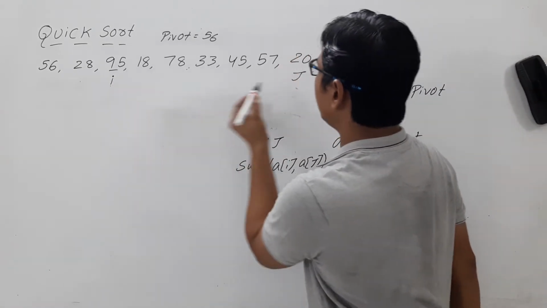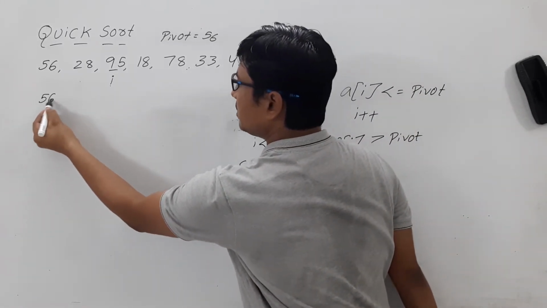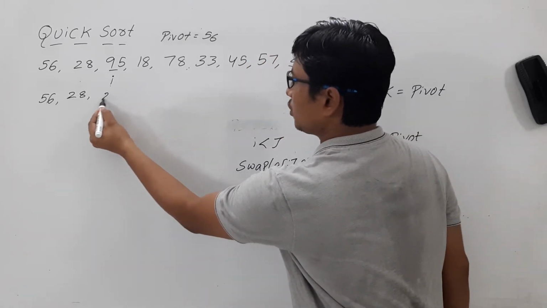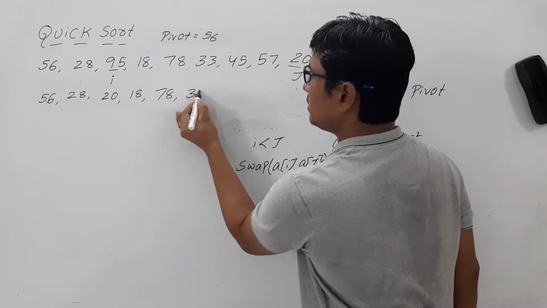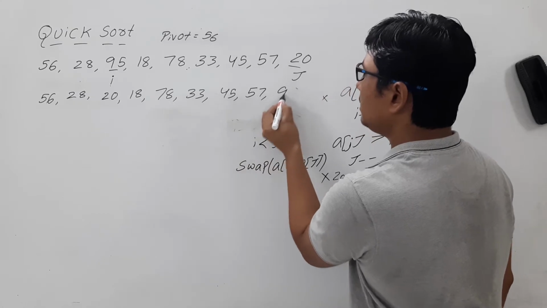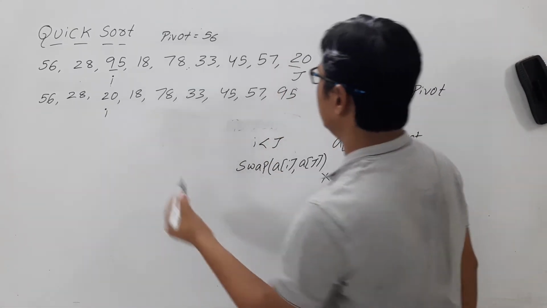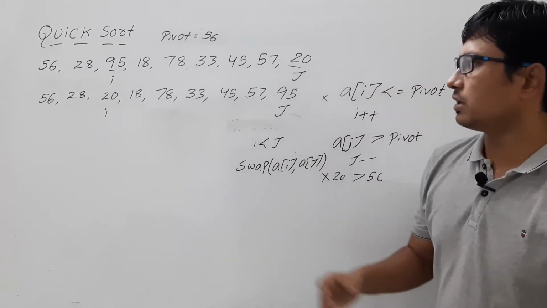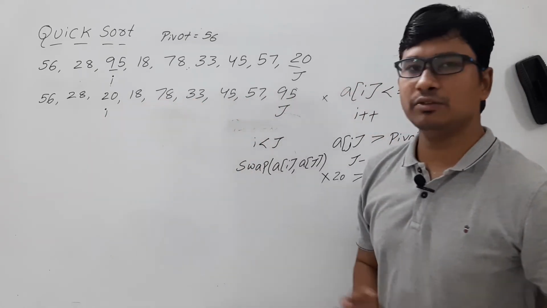So 95 and 20 I need to swap. If I swap them, I will get the array as 56, 28, 20, 18, 78, 33, 45, 57 and then 95. But still the I value is 2 only and the j value is 8 only. Are you able to understand? Only A of I and A of j changed, but the I value and j value have not changed.